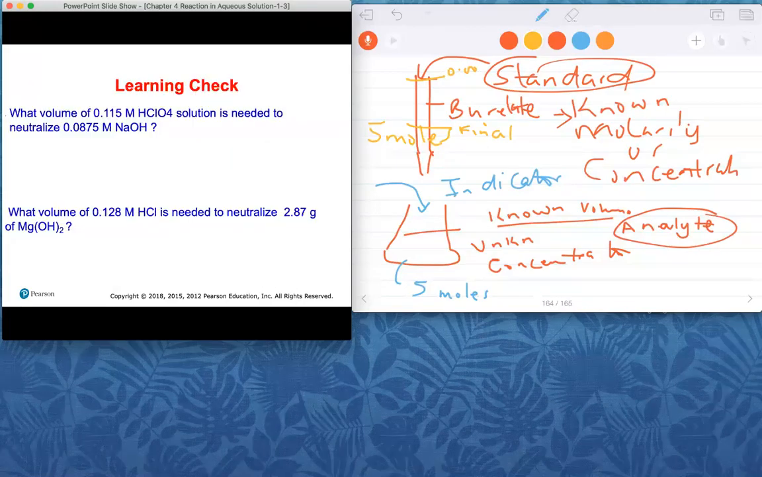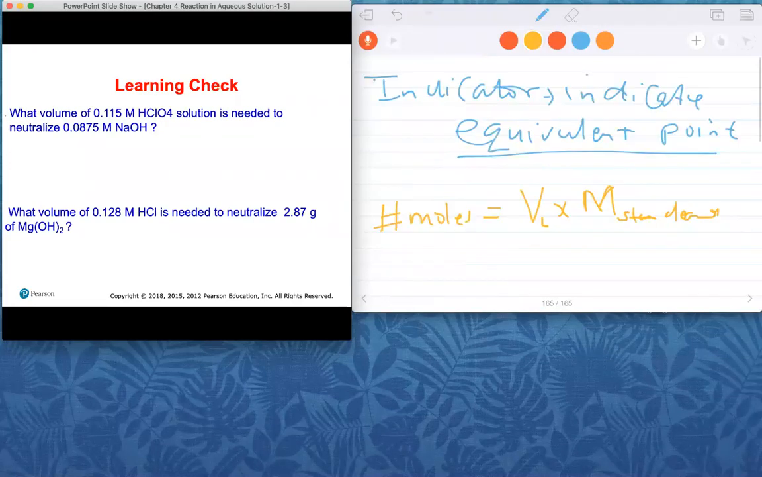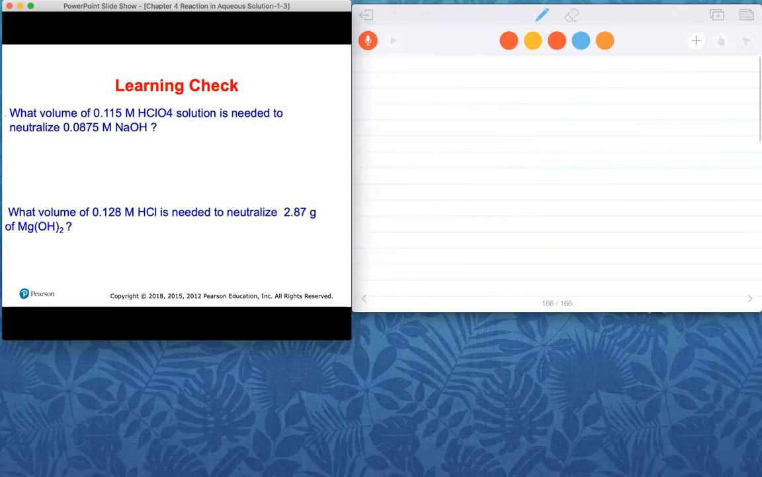It's good to know what those terms are, a wrap-up of what you will see. You will come across the equivalent point and the concept of titration in the lab. Here is the problem now. Here is the problem on titration.